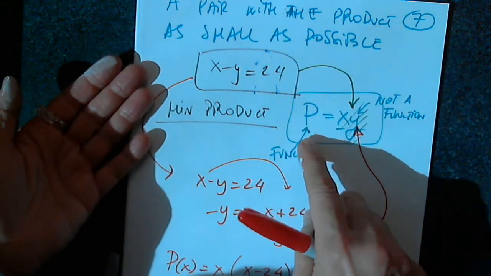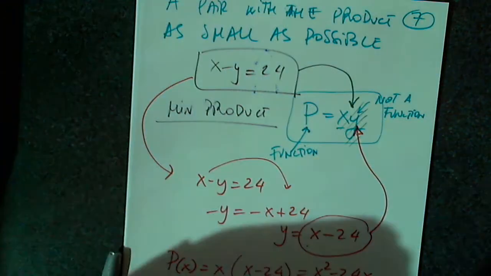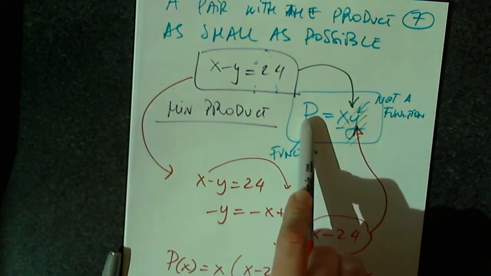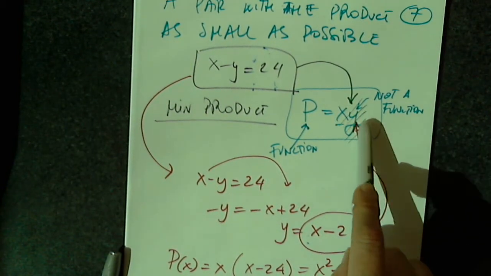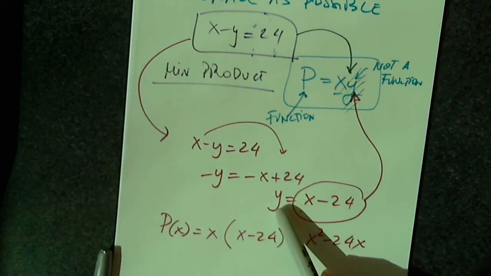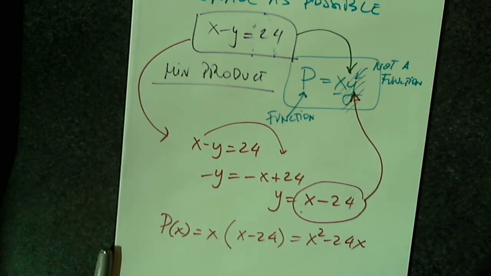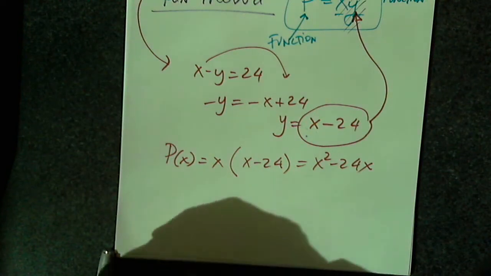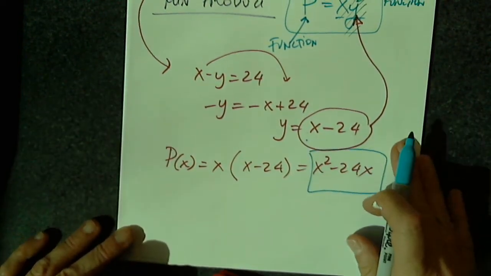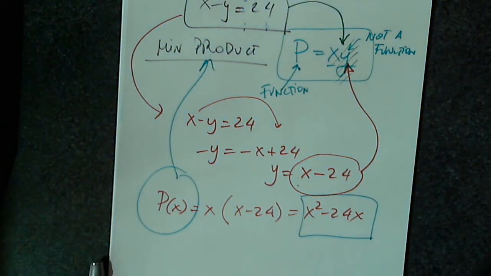I have to write the product. It's obviously the product of these two numbers, so it's x times y. Now I run into some difficulty. What is the difficulty? Well, I have the dependent variable, but I also have two independent variables. I can't do that. So from here I solve for y, which I did. y equals x minus 24. And I replace y by x minus 24. And now I will say, I'm happy. And you can say, why are you happy? Because I have the function. I have the function that is the product. And now I can find its minimum.